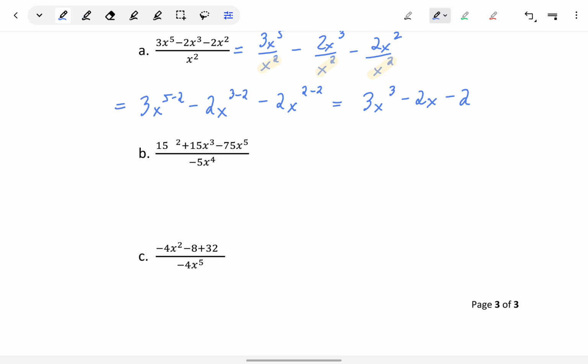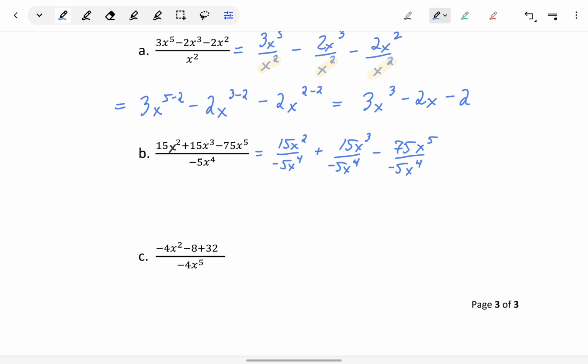Similarly, in part B, looks like there should be an x right here that didn't show up. We'll break this up into 3 separate fractions. 15x squared over negative 5x to the 4th, plus 15x cubed over negative 5x to the 4th, minus 75x to the 5th over negative 5x to the 4th.